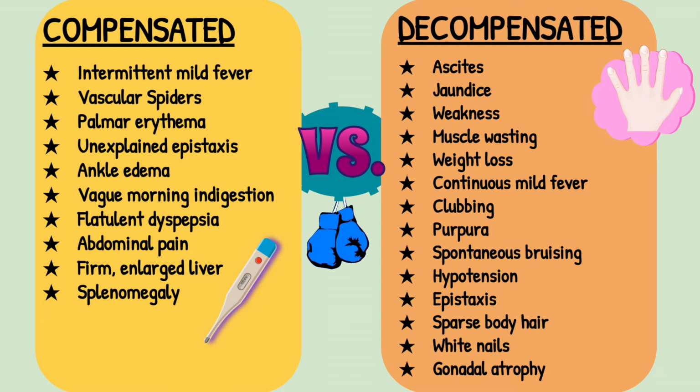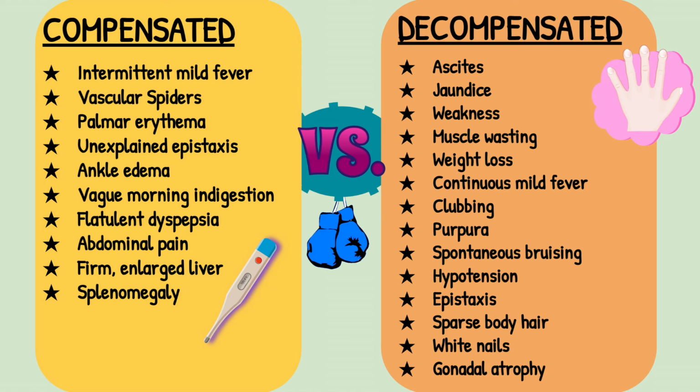As we said earlier, compensated symptoms are usually less severe. Compensated symptoms include intermittent mild fever, vascular spiders, palmar erythema, unexplained epistaxis, ankle edema, vague morning indigestion, flatulent dyspepsia, abdominal pain, a firm, enlarged liver, and enlargement of the spleen.